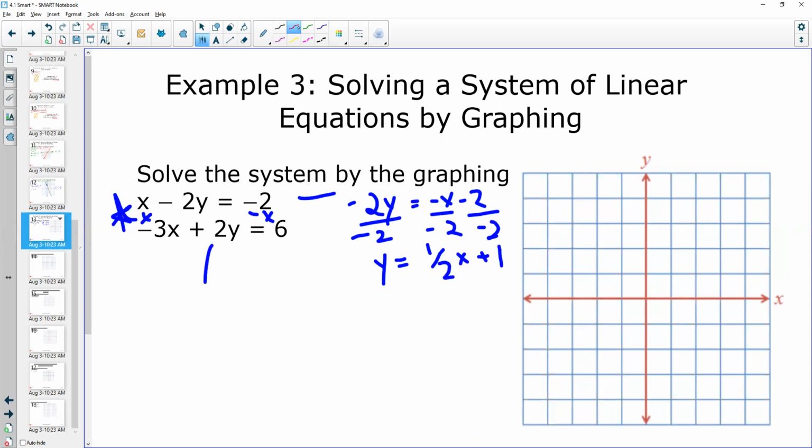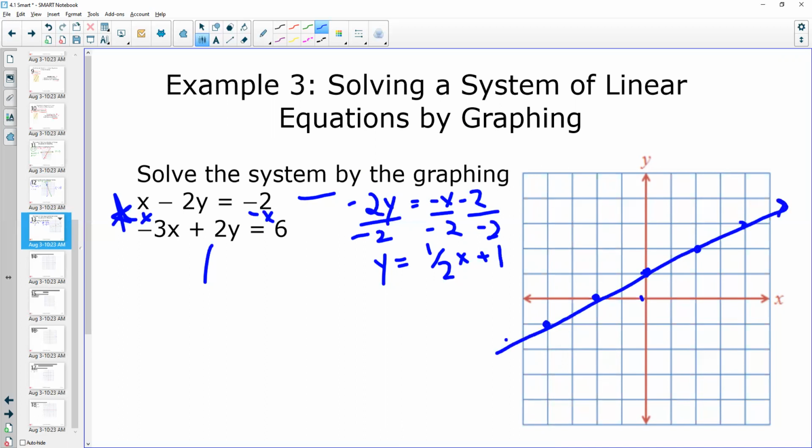All right, we'll make that the blue one. This guy, 1/2 x is up 1 over 2, and the y-intercept is (0, 1). So let's see, from there, I'm going to go up 1 over 2, up 1 over 2, down 1 over 2, down 1 over 2. So there's my first line.